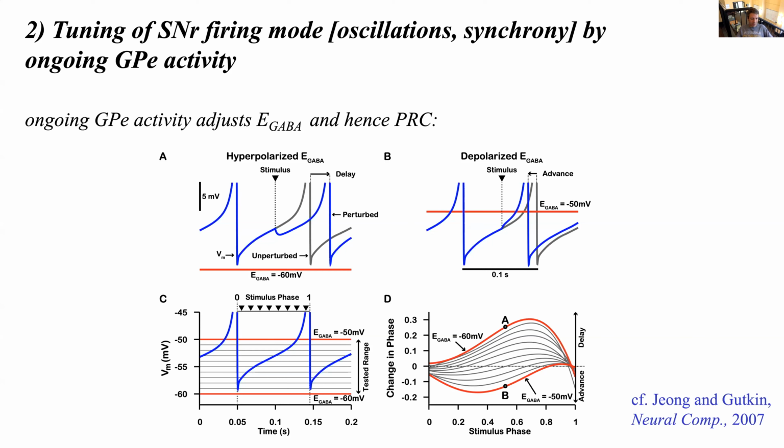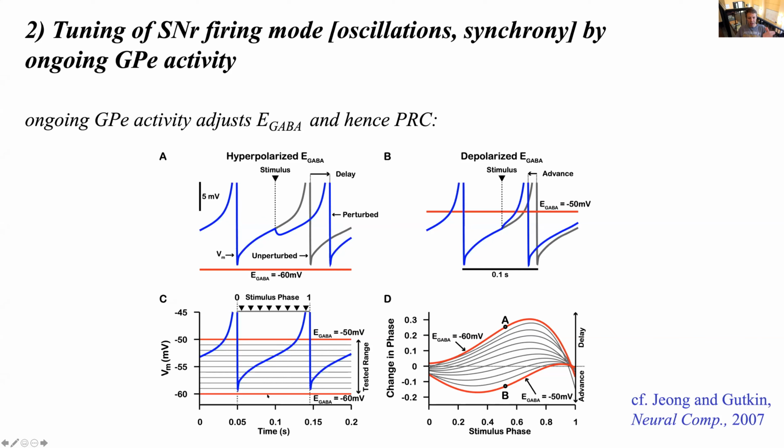Similarly, if we turn E-GABA up, which we now know that we can do through the naturally occurring chloride dynamics, the same stimulus timing can lead to a spike advance, because now E-GABA is depolarized relative to the membrane potential at that timing. Okay, so we don't have any fancy nonlinearities here that cause counterintuitive advance or delay. All of the switching here is due to E-GABA.